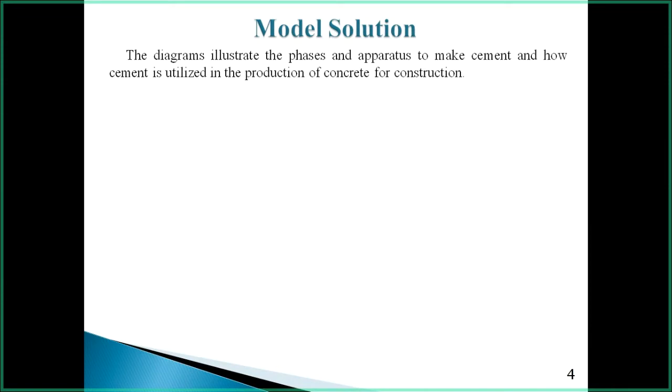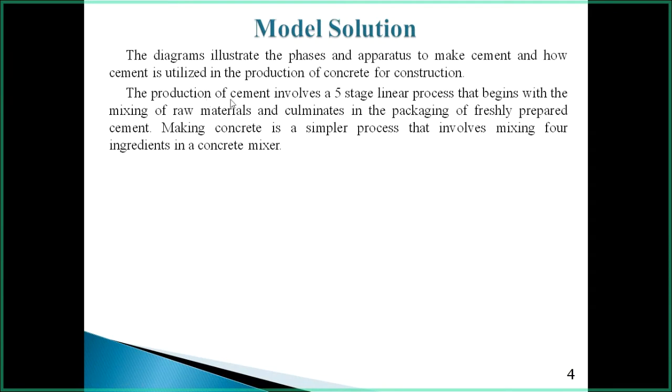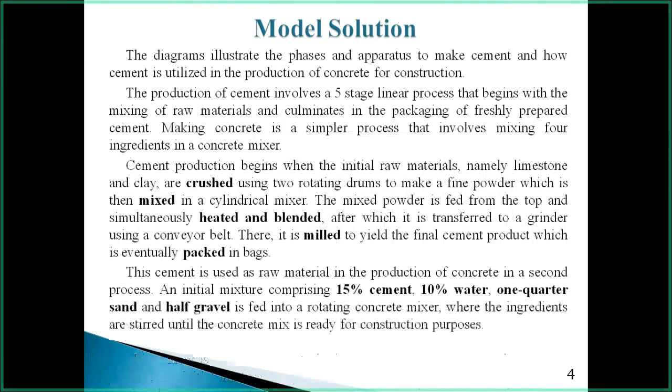The diagram illustrates the phases and apparatus to make cement and how cement is utilized in the production of concrete for construction. So then this is the summary. The production of cement involves a 5-stage linear process. It begins with mixing raw material and ends with the packaging of freshly prepared cement. The second sentence is: making concrete is a simpler process that involves mixing of 4 ingredients in a concrete mixer. So this is the body paragraph, and I have explained the body already. So you can pause the video and read these paragraphs.